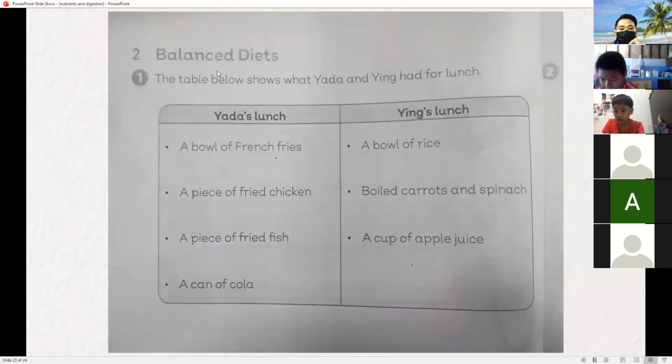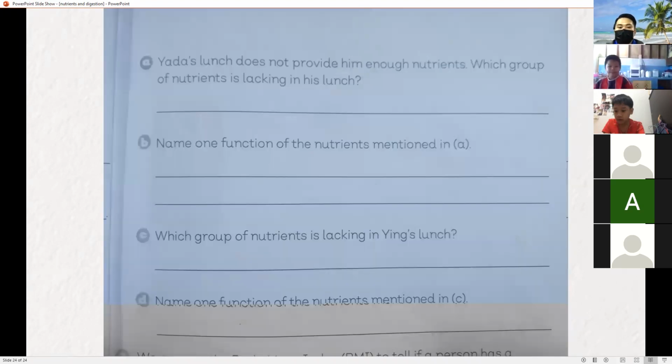This one. Balanced diets. The table below shows what Yada and Ying had for lunch. Yada's lunch has a bowl of French fries, a piece of fried chicken, a piece of fried fish, and a can of cola. While Ying's lunch has a bowl of rice, boiled carrots and spinach, and a cup of apple juice. So Yada's lunch does not provide him enough nutrients. Which group of nutrients is lacking in his lunch?